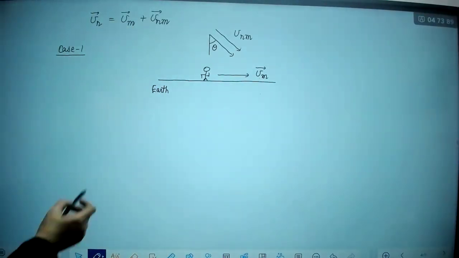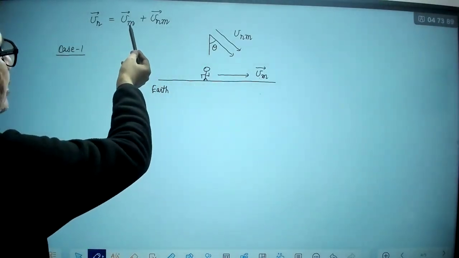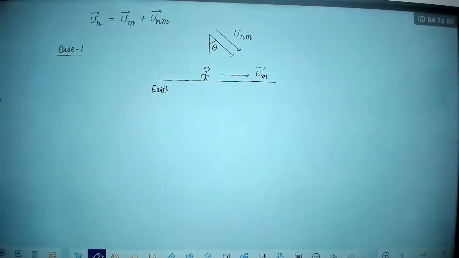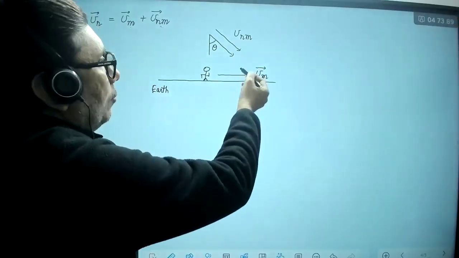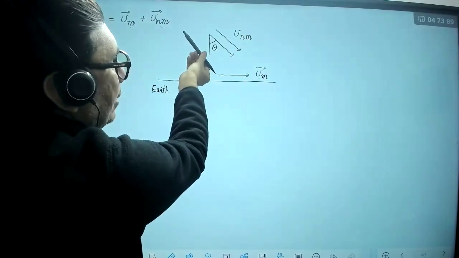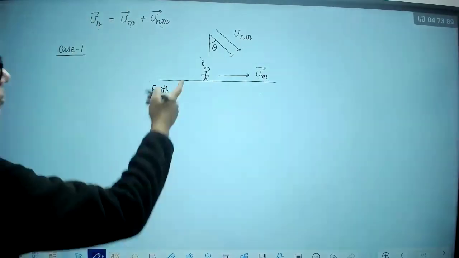So what are you going to try here? You have to add these two vectors, VM and VRM, so that VR may be created. Look at these two vectors. It is like this, it is like this. So how are you going to add? You are going to add like this. So how am I going to add it?